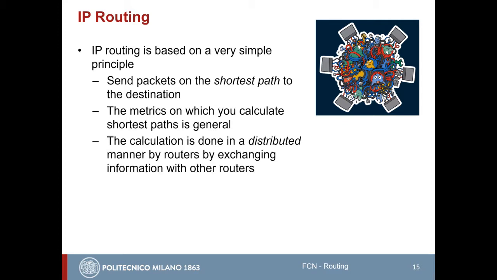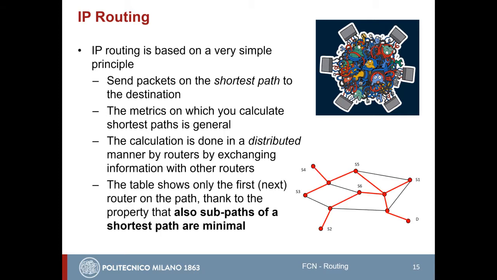The calculation is always done in a distributed manner, so there is no single centralized entity in the current use of IP which is deciding for all the routes, but all the routers cooperate, exchanging information with each other in order to take the routing decisions. And so you must also guarantee that these routing decisions are consistent.